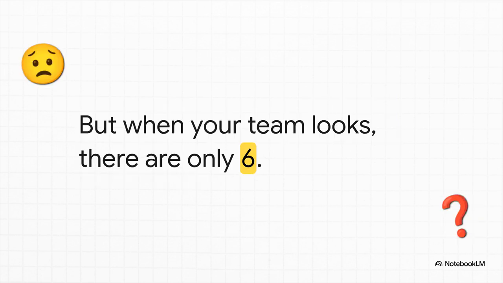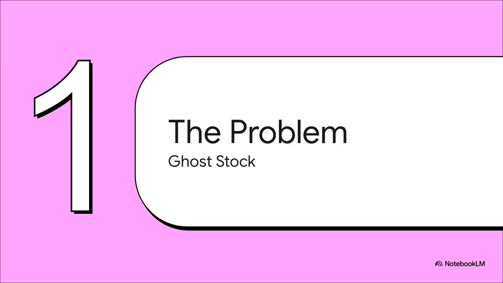And then reality hits. Your team goes to the shelf, and there are only 6. The other 4, they've just vanished into thin air. This one discrepancy, this is where it all starts. It's the first domino in a chain reaction that can seriously cripple your business. So, what is really going on here? Well, this problem actually has a name, and it's a pretty spooky one: ghost stock. So let's start by defining what it is and uncovering the real damage it's causing behind the scenes.